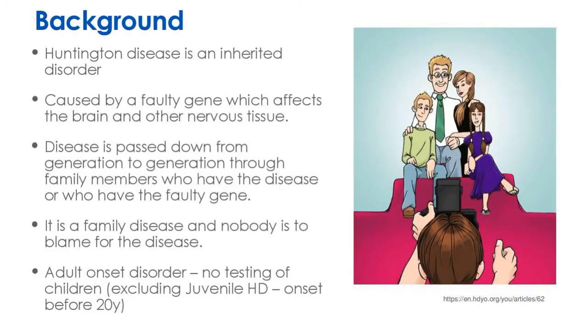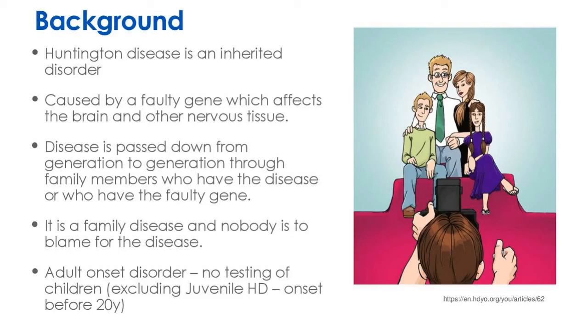Huntington's disease, I know I've spoken to you before in one of my previous presentations. So it's an inherited disorder which is caused by a faulty gene that affects the brain and the nervous tissue. This disease is passed down through the generations and only affects those people who have got the faulty gene. The thing with Huntington's is that it doesn't just involve the person who is affected, it's a family disease. And it's so important for the whole family to understand that no one is to blame for getting this disease or passing on this condition.